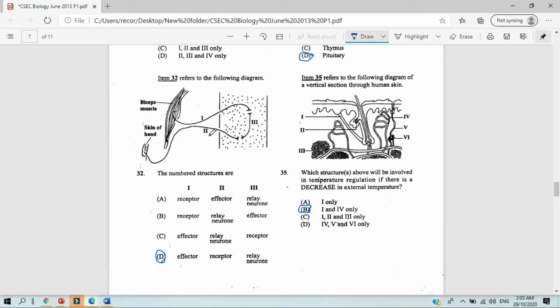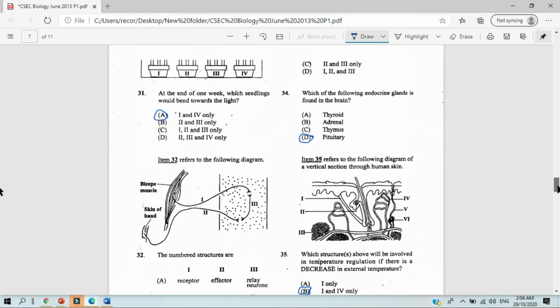Alright, let us look at 2. This is coming from the skin of a hand, so this is definitely going to be what is picking up the information. So it's going to be our receptor. So here we have receptor, but the easiest to determine of all was 3. 3 was our relay, intermediate, or connector neuron, whichever one you want to call it. So our answer definitely is going to be D for 32. We move on to 33.